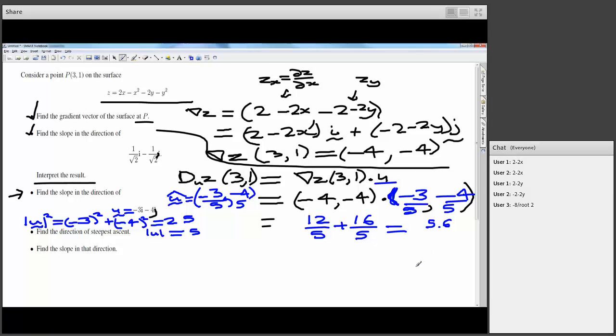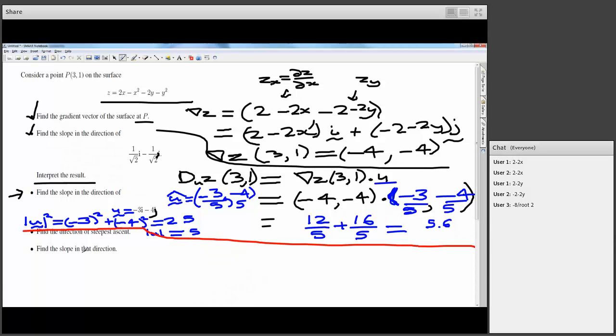So the slope in that direction is 5.6, which suggests it's pretty steep, right? A slope of 1 means a 45-degree angle you're going up. So a slope of 5.6 means it's really steep in that direction. You're going quite steep uphill. Unless you're a good climber, I wouldn't be taking that route if I were you. You certainly wouldn't be driving a car up that sort of slope. So that's just trying to use directional derivatives.